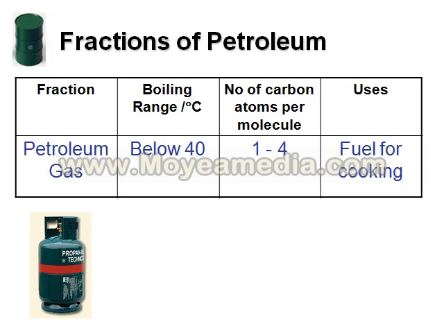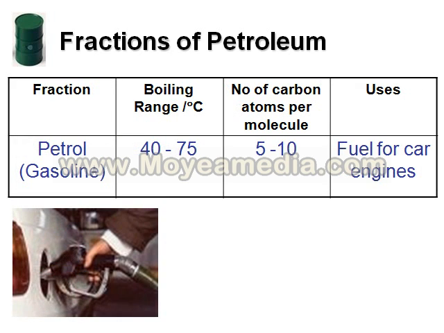The first fraction is petroleum gas. Here the boiling point must be below 40 degrees Celsius. The number of carbon atoms per molecule ranges from 1 to 4. It is used for cooking. Next fraction is petrol or gasoline. Here the boiling point ranges from 40 to 75 degrees Celsius. Number of carbon atoms per molecule ranges from 5 to 10. It is used as a fuel for car engines.